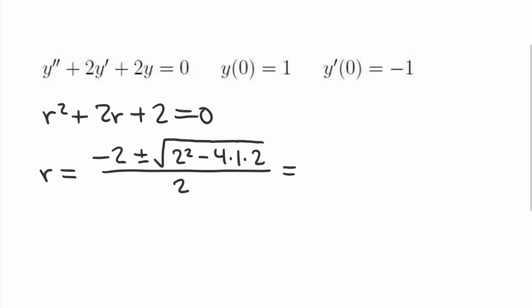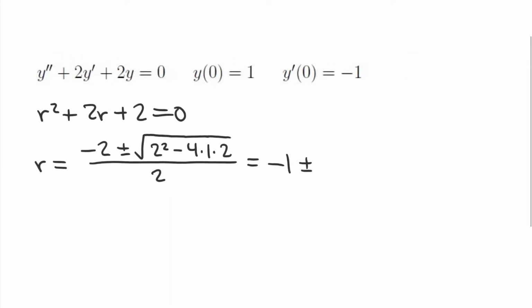And you're going to see the first term, negative 2 divided by 2 is negative 1, plus or minus, and then the square root here, you're going to notice that we get 4 minus 8. And so in other words, we get negative 4 under the square root. And so that means we have a complex root, right? Square root of negative 4 is 2 times i. And then we're going to be dividing that by 2. And so in other words, we just get i. And so these are our two roots, negative 1 plus i and negative 1 minus i.